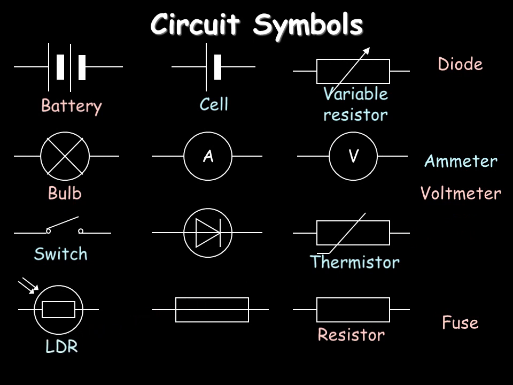And the last one is called an LDR resistor, with arrows coming in to represent light. So it's a light dependent resistor. More light on it changes the resistance.